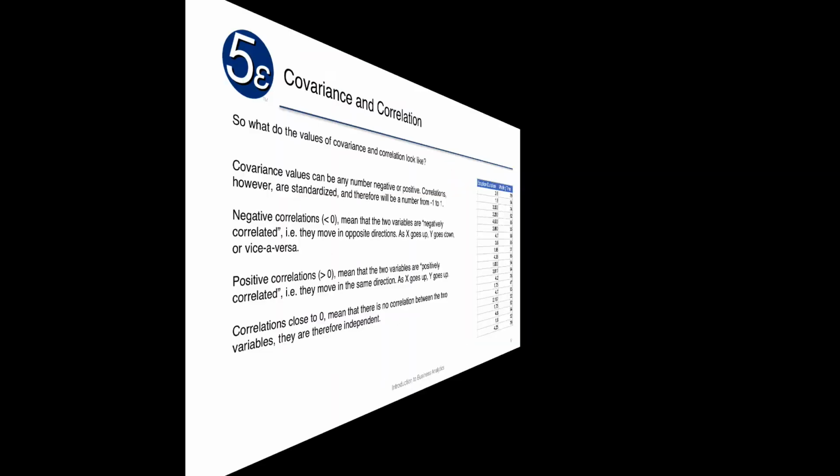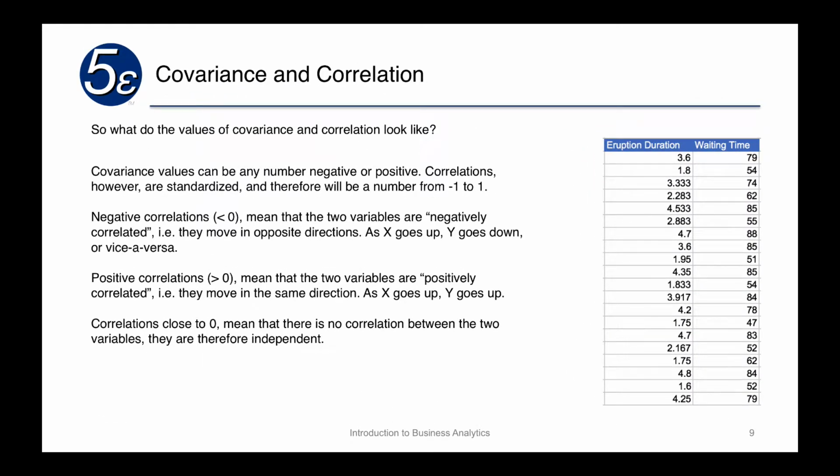So what do the values of covariance and correlation look like? Well, let's go back to the example that we had before with eruption duration and waiting time. Covariance values can be any number that's negative or positive. And correlations, however, are standardized and will be a number from -1 to +1. Negative correlations are less than 0, and mean that two variables are negatively correlated. That means they move in opposite directions. As x goes up, y goes down, or as y goes up, x goes down.